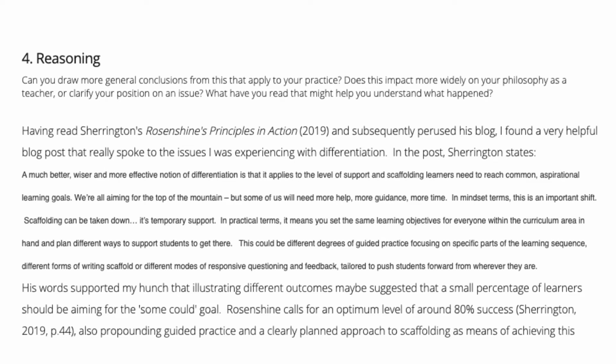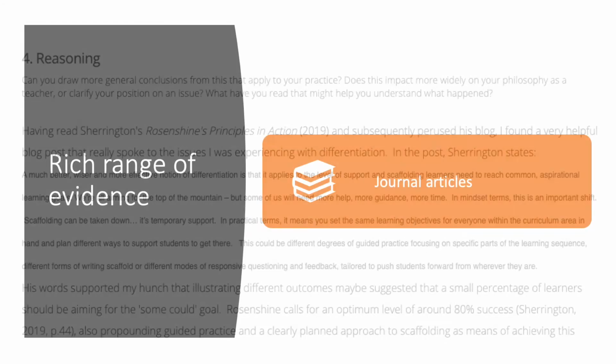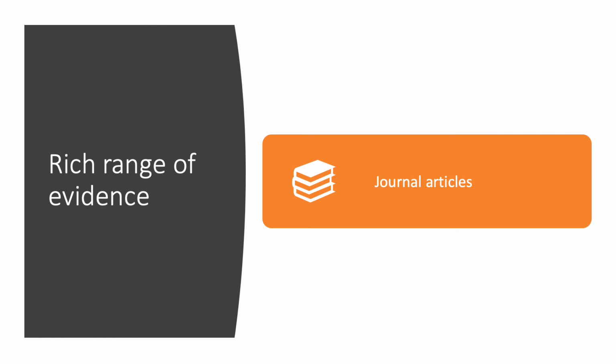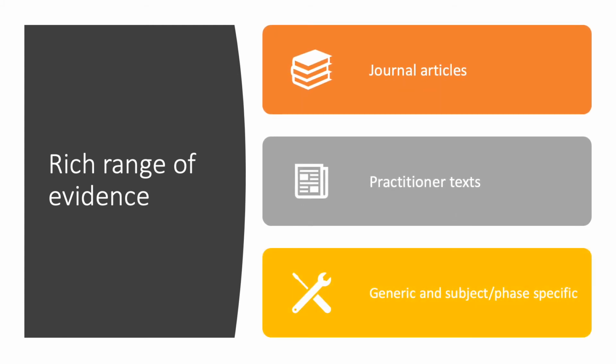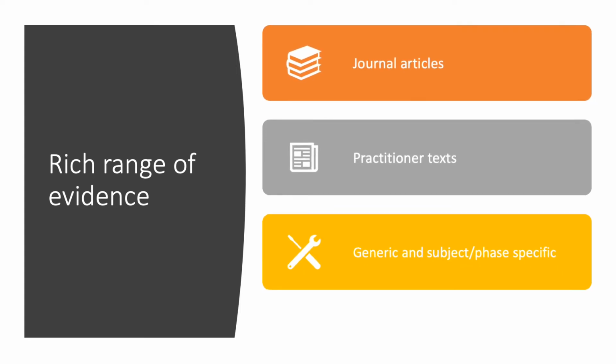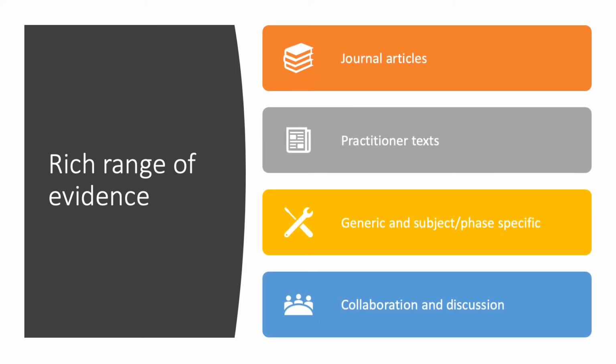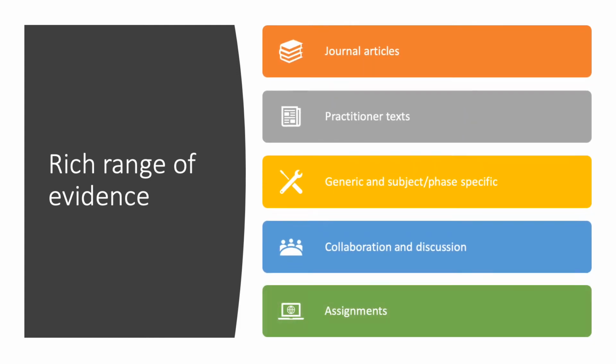There are a huge number of things that the student could be looking at in terms of writing, not just high-level research findings from big journals, but practitioner texts, absolutely fine. Some texts about differentiation may be very generic, talking about it in the round. Some might be looking at differentiation specifically to do with the subject that the student is teaching or the phase that they're at. They could be having conversations with experienced teachers. They could be collaborating with student teachers. They may have an assignment that they've done which includes some aspect of differentiation.